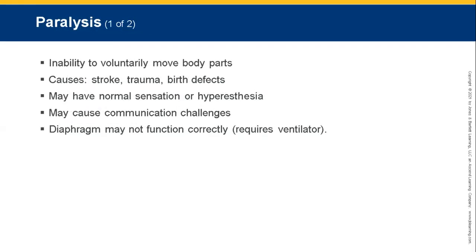Paralysis: inability to voluntarily move body parts. Causes can be stroke, trauma, or a birth defect. They may have normal sensation, and hyperesthesia or anesthesia may cause communication challenges. They may have issues with their diaphragm, so their diaphragm may not function correctly, and this can lead to ventilation complications.